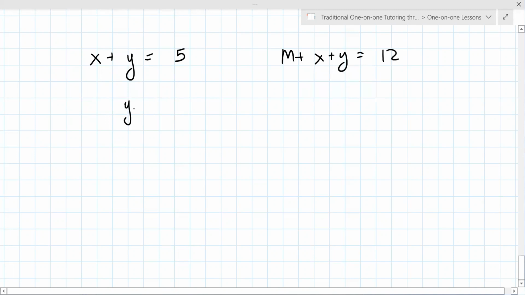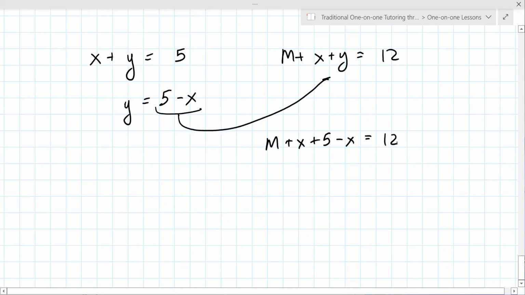Let's solve for y. y equals 5 minus x. That's what you're more comfortable doing. So let's put that in for y. So it's m plus x plus 5 minus x equals 12. Do you see how there's an x and a minus x here? They cancel. So notice you get the 5 anyway. And that's the idea.